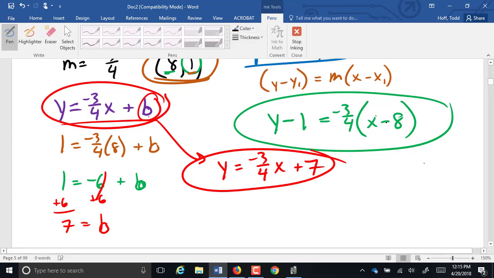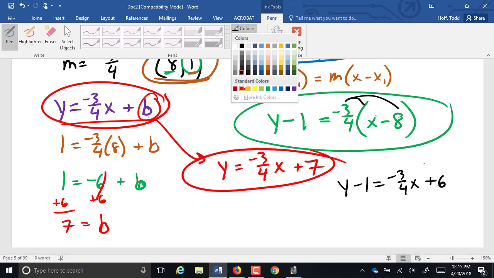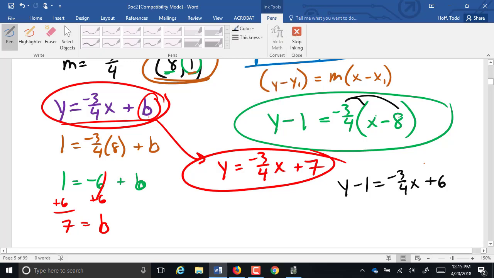A little bit of work could show you that these are equal, by the way. Distributing the negative 3/4 here, negative 3/4 times x is negative 3/4 x. Negative 3/4 times negative 8 is a positive 6. Add 1 to both sides to get y by itself. And you see that y does equal negative 3/4 x plus 7.